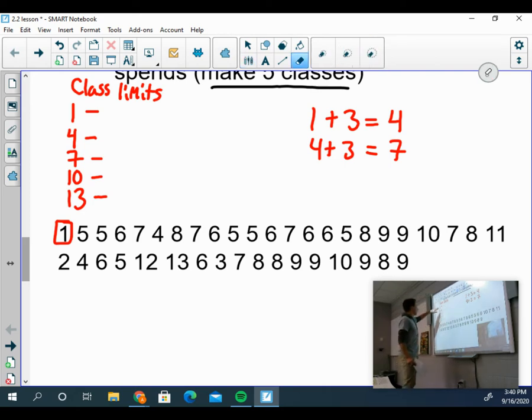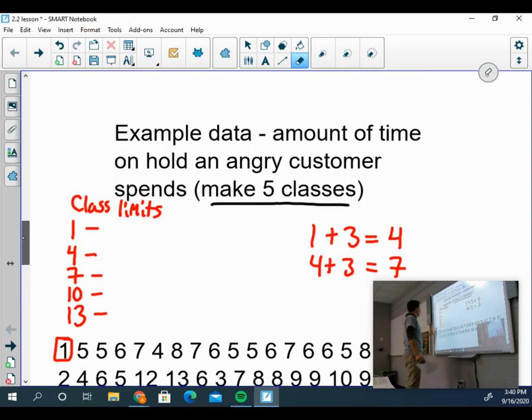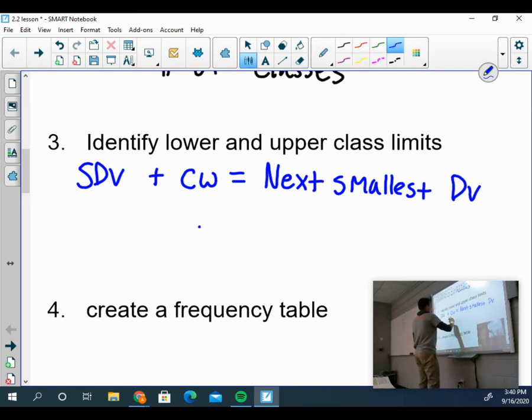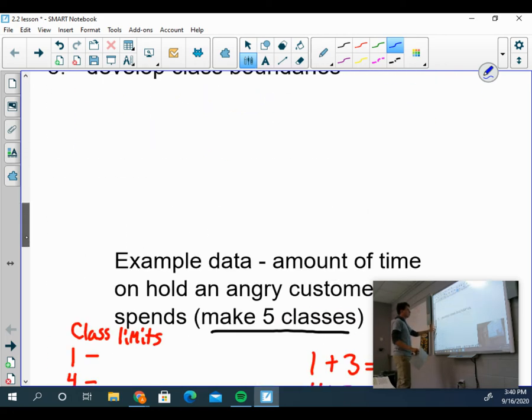So I've got my lower class limits. Again, how did I do that? I took the smallest data value, I added the class width to it, and then I got my next lowest class limit. Then I added 3 again, which is my class width, to get another lower class limit, and so on and so forth. Again, you take your smallest data value, add the class width, giving you the next smallest data value, and then you repeat until you get all your lower class limits.